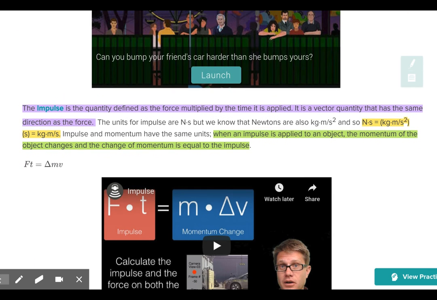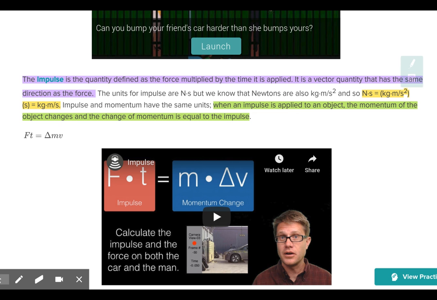All right, so in the video earlier, he talked about the change in momentum, okay? So that introduced us to a different concept called impulse. The impulse is a quantity defined as the force multiplied by the time that it is applied. It is a vector quantity that has the same direction as the force.